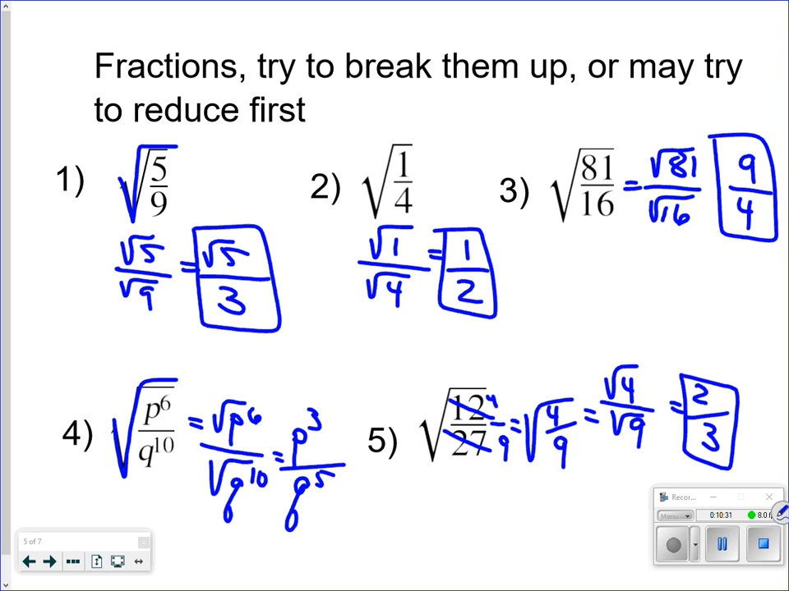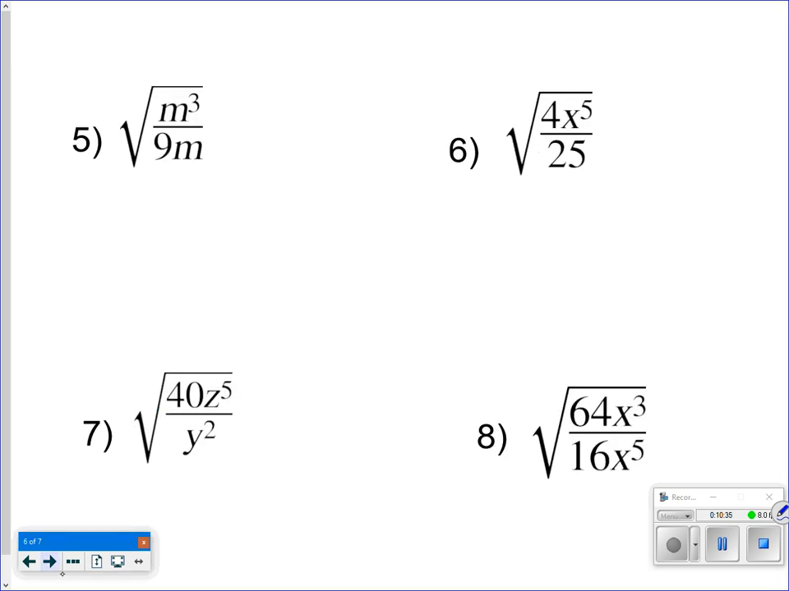There you go. 2 over 3, 2/3. One more page. Number 5, square root of m to the third over 9m. On the bottom, m. Everybody agree that this is m to the first? Now we can use our quotient property, m to the third over m to the first. Bigger on the top, keep it on the top, subtract. What's 3 minus 1? M to the second over 9.